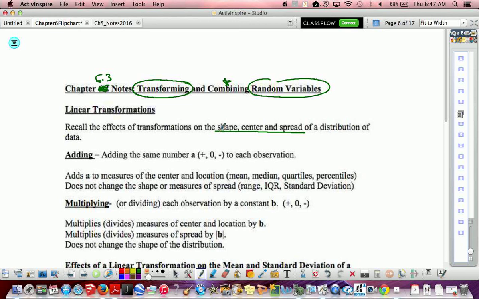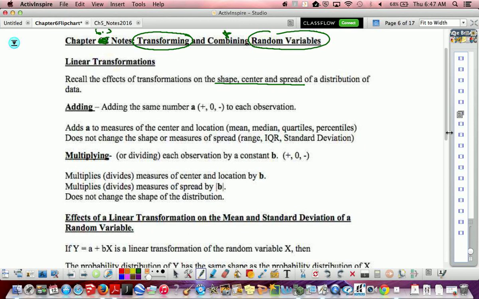So what happens? To recall, when we add the same number, whether it's a positive number, 0, or a negative number, to each observation, what it does, if you remember, is change the center and the location. So we're going to be adding a to measurements like mean, median, quartiles, and percentiles. However, this is the very important part, it does not change the shape, and it does not change measurements of spread. The key one that we'll focus on is standard deviation. For center, we'll focus on mean.